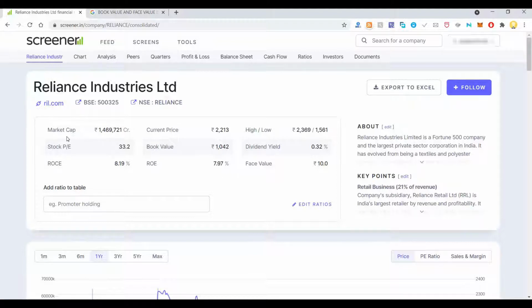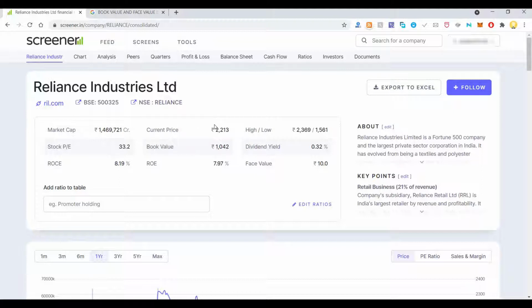I see that it has a very large market capitalization. That means the total number of outstanding shares of the company multiplied by the current price of the Reliance share will give us the market capitalization. That is simply put as the total value of the company in the market.